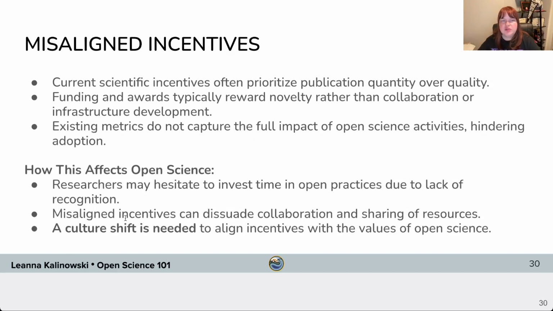And in these last couple of slides, I just want to acknowledge the fact that there are misaligned incentives between how science currently operates and the open science movement. So as you might be aware, current scientific incentives often prioritize publication quantity over quality, and funding and awards typically reward novelty rather than collaboration or infrastructure development, and existing metrics do not often capture the full impact of open science activities, which can hinder the adoption of them.